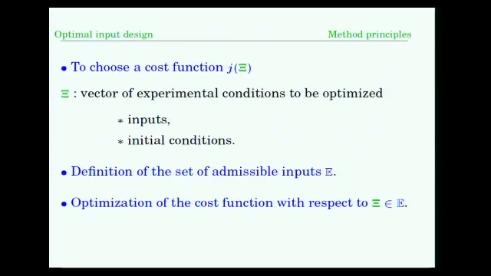Now, these are the principles of the methodology. Firstly, we must choose a cost function, J of xi. In this talk, the variable xi represents the vector of experimental conditions to be optimized. Xi contains the inputs and not initial conditions here. Secondly, we must define the set of admissible inputs, noted E. And to finish, we optimize this cost function with respect to xi in E.